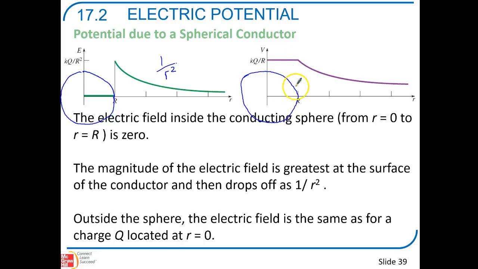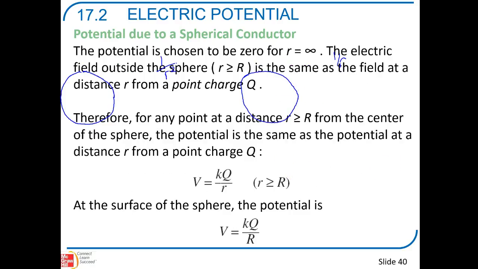Same thing kind of happens here for voltage, but for voltage on the inside of the sphere, our voltage is just as it is on the very outside. So our potential on the inside is exactly the same all the way across. But once we get outside, it starts to dive off also, but it dives off as 1 over R and not 1 over R squared. And so there's the difference between the electric field and the electric potential. The potential is chosen to be 0 for R equal to infinity. So the potential outside of the sphere is the same as at a distance R from a point charge.